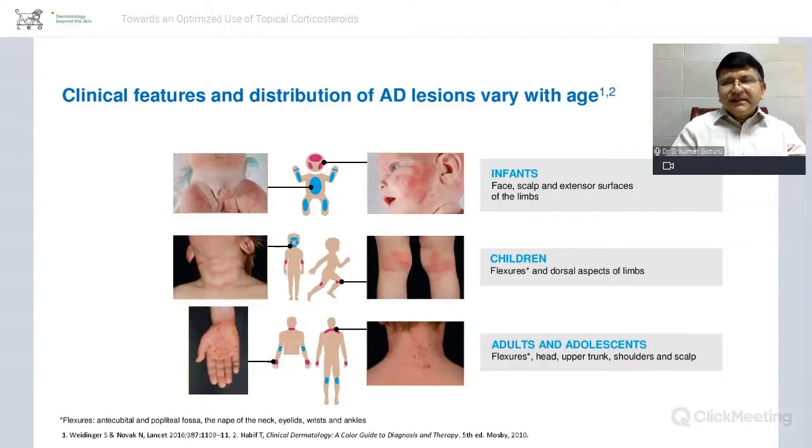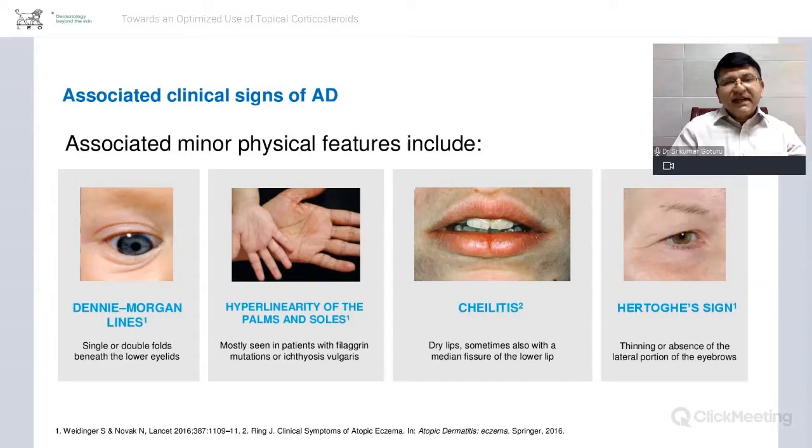We all know that it is more common on the face, neck, and extensors in infancy, and then slowly moves on to the body folds and the neck, and then classically it settles down in the hand or as a head and neck dermatitis, and it becomes drier as the person ages.